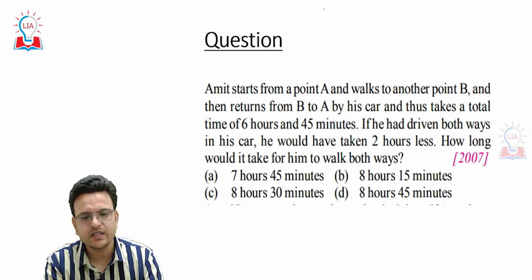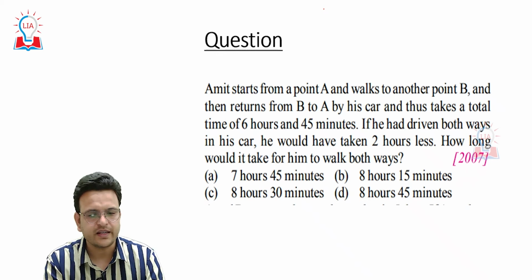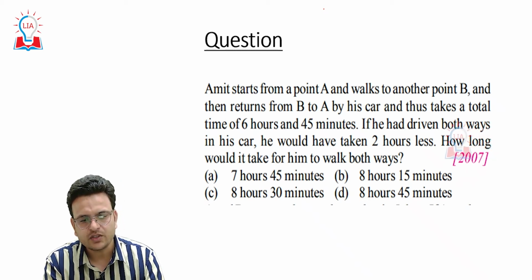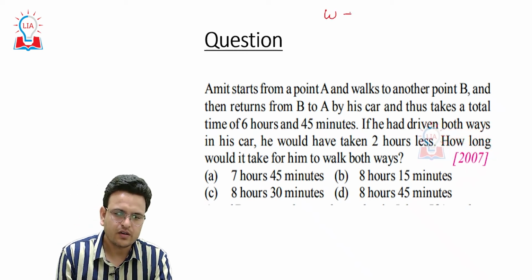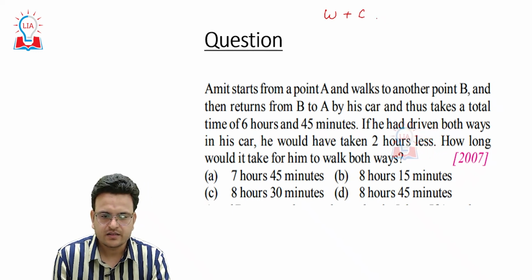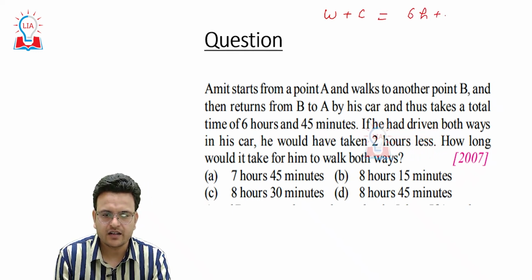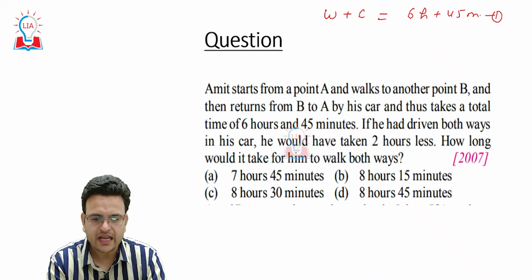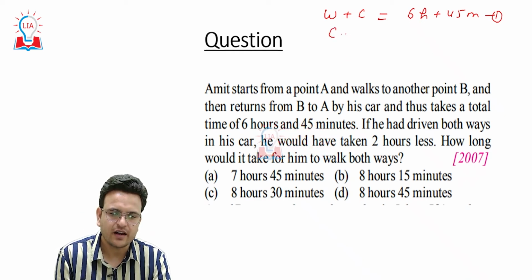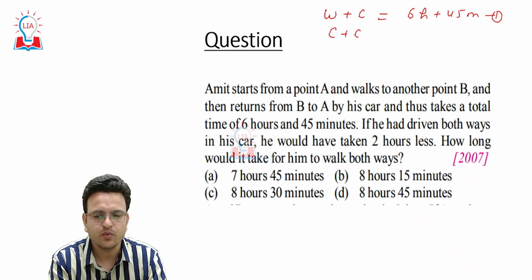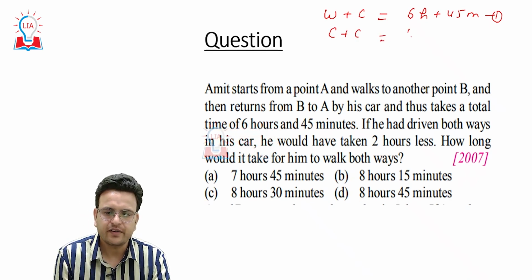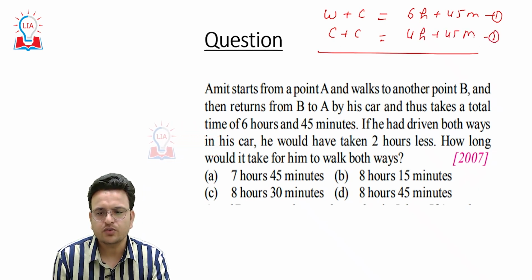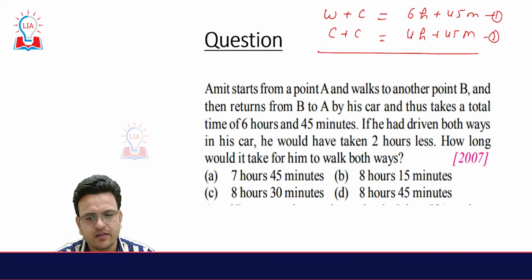Amit starts from a point A and walks to another point B and then returns from point B to A by car. Okay, walk plus car is going to take 6 hours 45 minutes. We just solved such type of questions. Again, if he had driven both ways in his car, he would have taken 2 hours less. That will be 4 hours 45 minutes. Hope you are able to solve this question easily, because just now I have solved the same type of question.